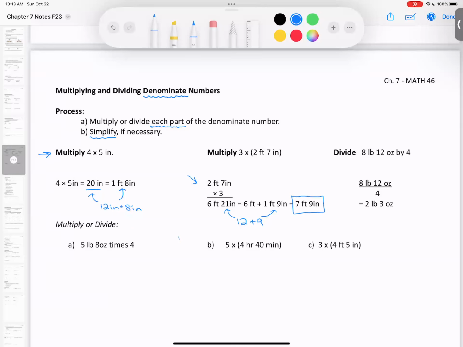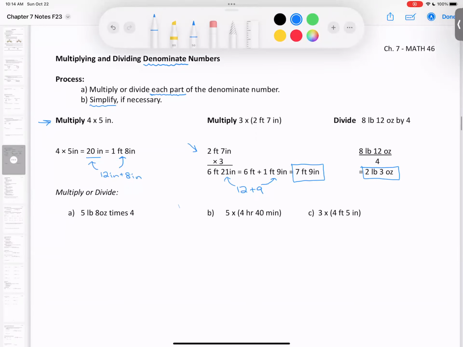Division is much the same. So we're going to divide each part of our number. So if we have 8 pounds, 12 ounces, we're dividing by 4. Then our 8 pounds divided by 4 gives us 2 pounds. Our 12 ounces divided by 4 gives us 3 ounces. So 2 pounds, 3 ounces would be our final answer there.